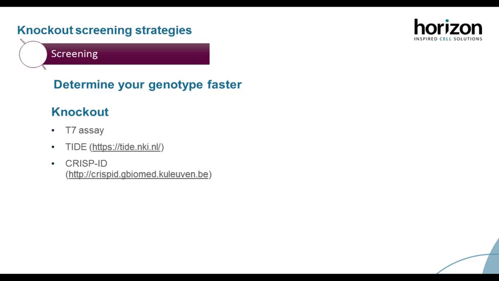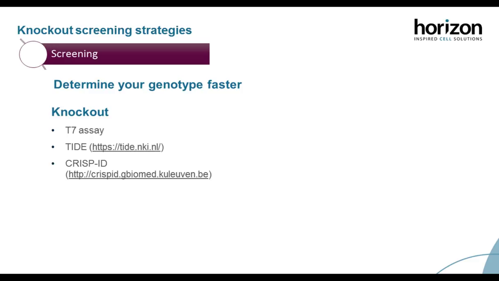And then we take any of the positive clones forward, so any of the clones that showed T7 activity, and then we subject them to TIDE and CRISPR-ID analysis. So if we suspect a reasonable level of editing, we take 96 populations forward, perform a PCR over that gene of interest, and we use these free online tools, TIDE and CRISPR-ID, to help us identify these edited populations.